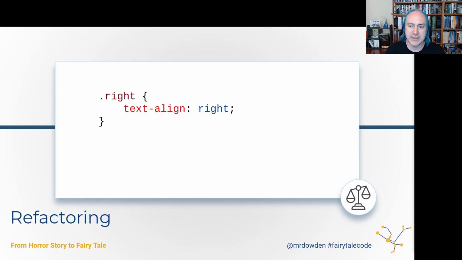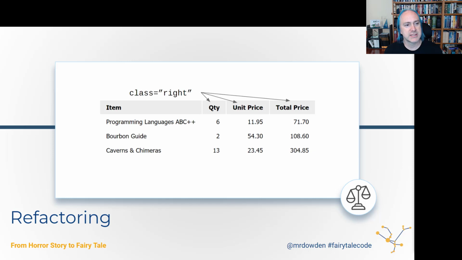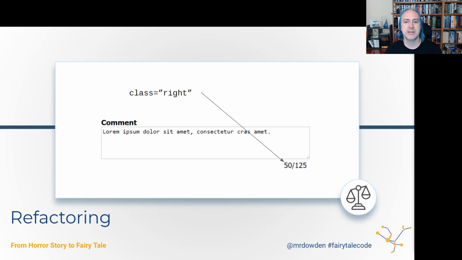And just already, this is really bad. But let's look at an example of this. We use class right to right align something for numerical alignment on columns. Perfect, beautiful, fine, it works. But we also use it in this other case to right justify some text. In this case, a counter at the bottom of a text box.